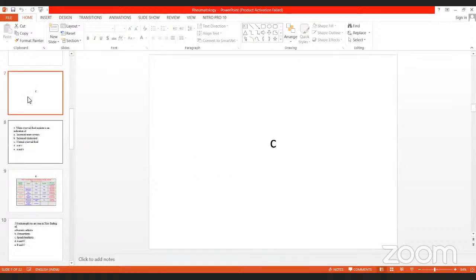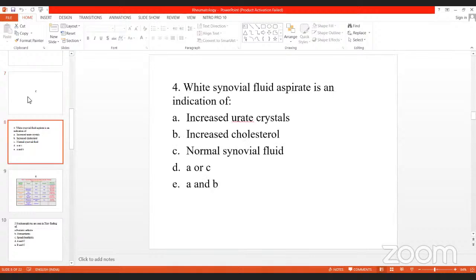Next, white synovial fluid aspirate is an indication of... Synovial fluid is seen in the joint, is it not? Inside the synovial membrane is the synovial fluid. What is the normal nature of synovial fluid? Normal synovial fluid is colorless, or it may be pale yellow or straw colored.